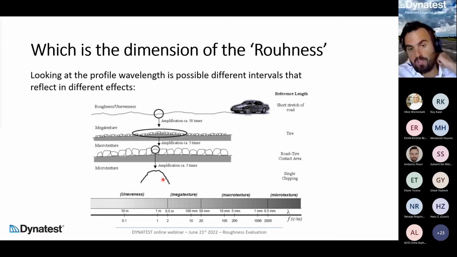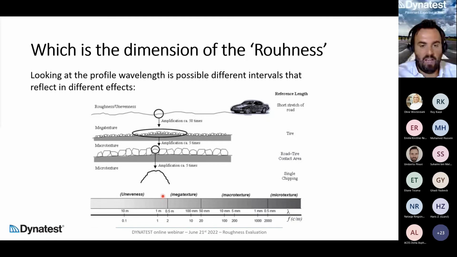Microtexture is responsible for the friction in dry condition. Macrotexture influences the friction in wet condition. But what is more important for the roughness for today's webinar is the unevenness.